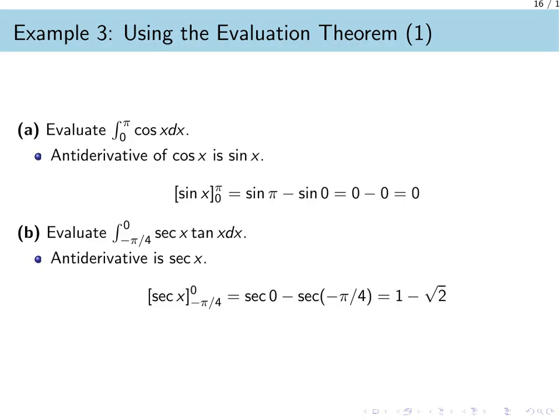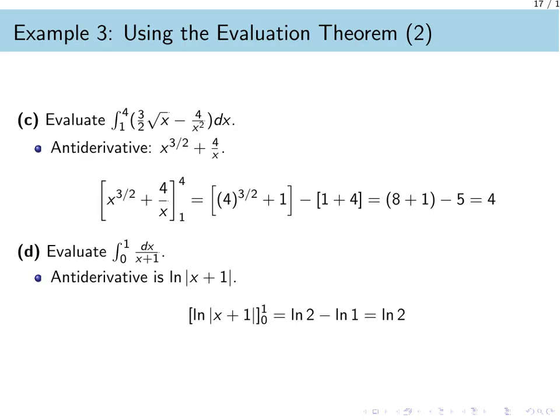Let us practice using the evaluation theorem on some trigonometric functions. For part A, to evaluate the integral of cosine x from 0 to pi, we find that the antiderivative is sine x. We evaluate sine at pi minus sine at 0, which gives us 0 minus 0, resulting in a total integral of 0. For part B, the integral of secant x times tangent x is secant x. Evaluating secant from negative pi over 4 to 0 yields secant 0 minus secant of negative pi over 4, which simplifies to 1 minus the square root of 2.